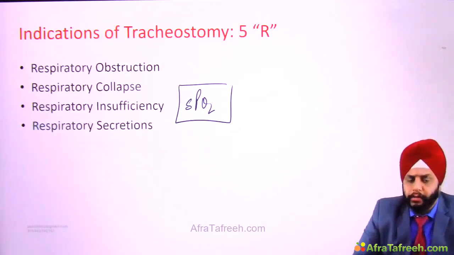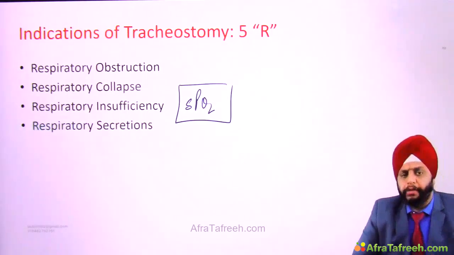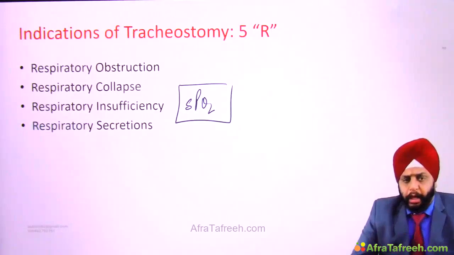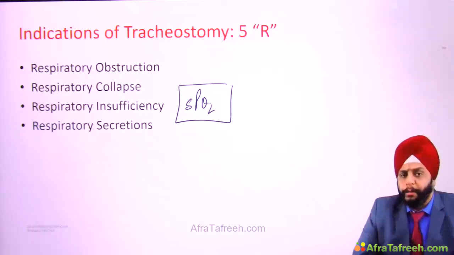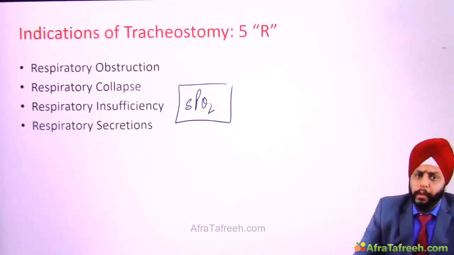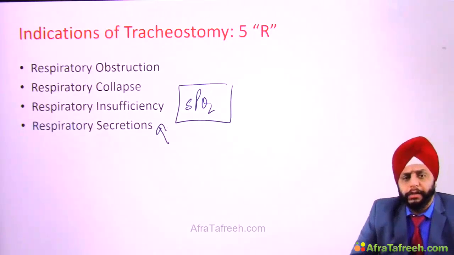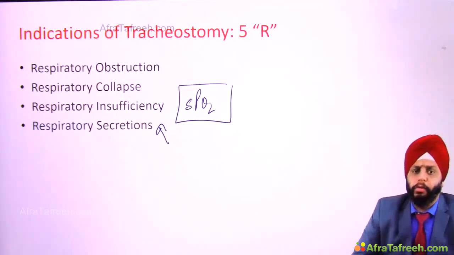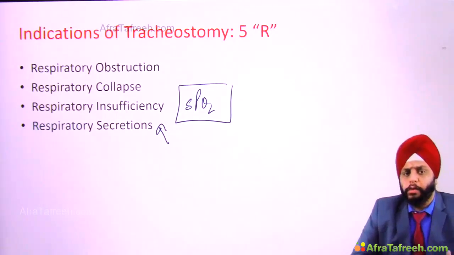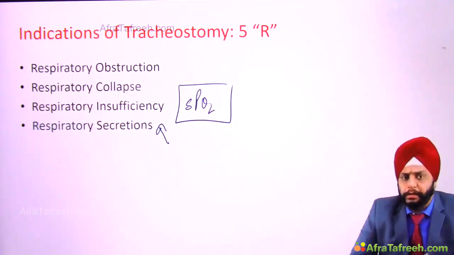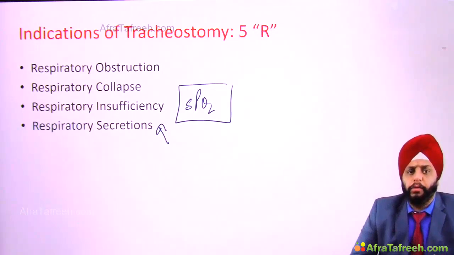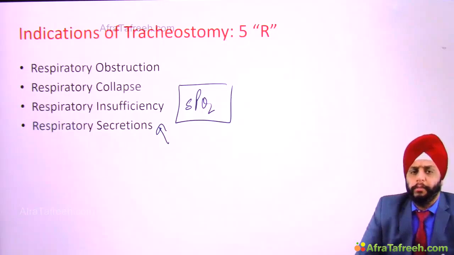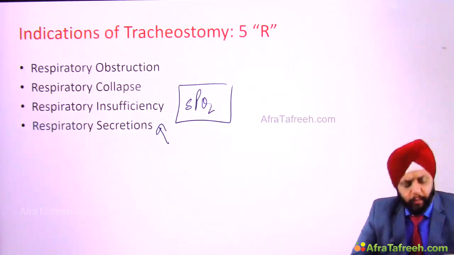Next, respiratory secretions. The patient has a lot of secretions and is not able to cough them out. So you need to do repeated suctioning and cleaning of these secretions. Otherwise, they will start blocking the airway. So we can do a tracheostomy for repeated removal of the secretions. Again, this is generally done in hospital settings to remove all the secretions from the trachea and the bronchi.